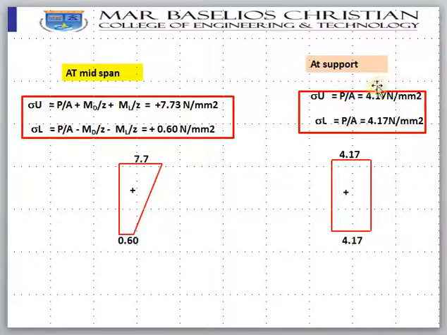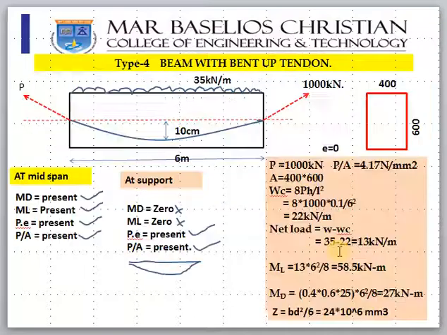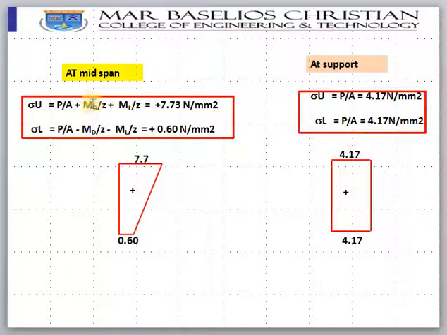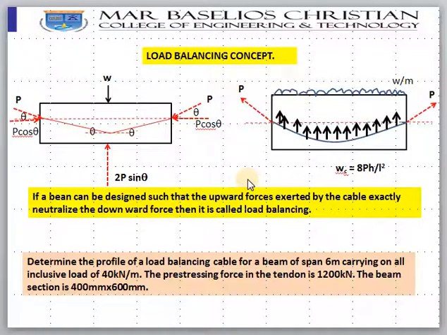Okay. So at support, as I told you, you will have only this P by A. MD will not be there because moment will be 0 at support. ML will not be there, because the live load will be 0 at support. And there is no P and E also, because our eccentricity is 0. So you will get 4.17 and 4.17. So this is the stress diagram. Okay, so hope this is clear for you.